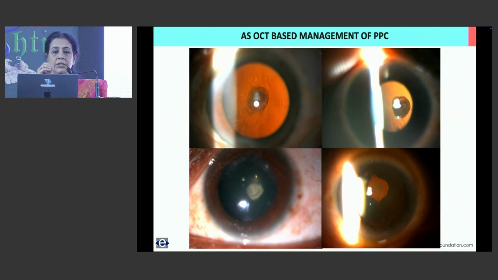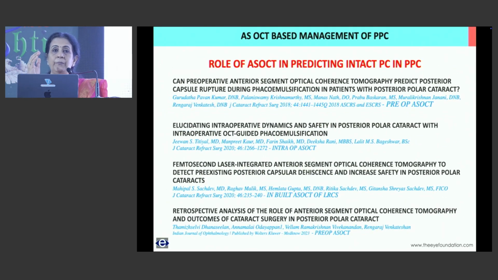Now ASOCT shows all these cases as posterior polar cataract. Which are the innocuous ones? Which are the ones which are having a posterior capsule open? It is something repeatedly we have come to understand in recent years, that ASOCT, the swept source one, definitely helps you understand whether there's a continuity in the posterior capsule.